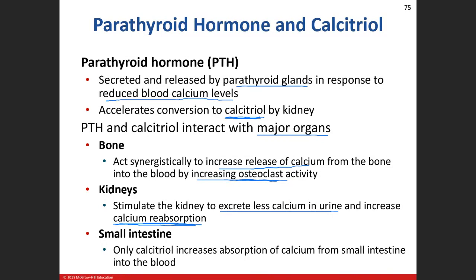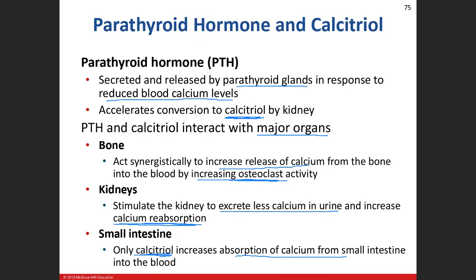Well, guess what? Now we're going to go to the small intestine. Only calcitriol can work in the small intestine. PTH does not. But PTH affects calcitriol because it will help to increase its formation. It will stimulate the kidneys to convert more of that calcidiol into calcitriol. And calcitriol will then increase the absorption of calcium from the small intestine. So you see all these different ways that we're able to increase our blood calcium levels when it got low.